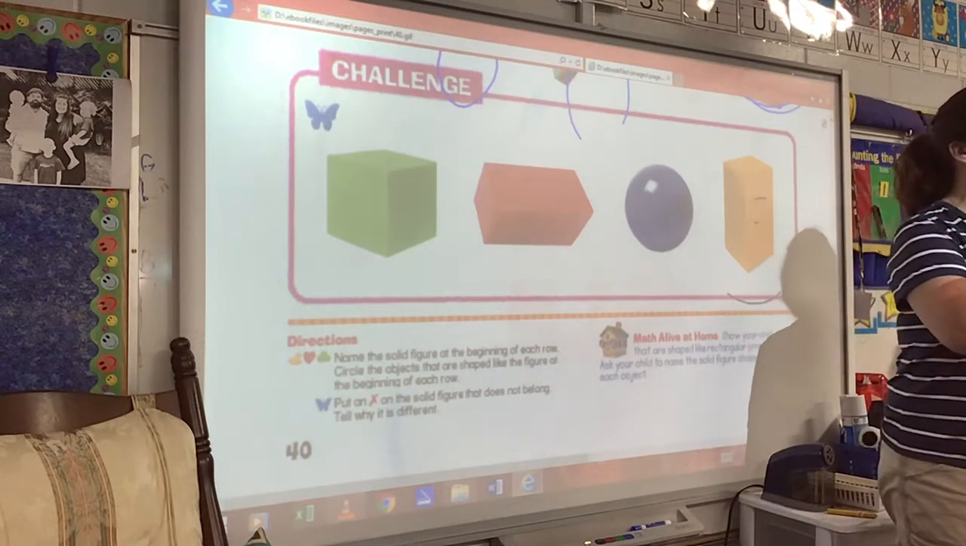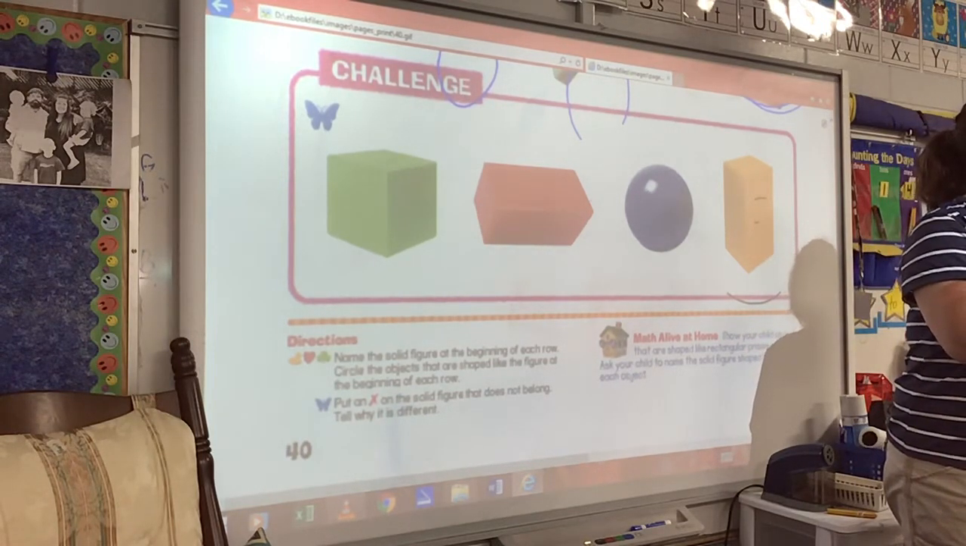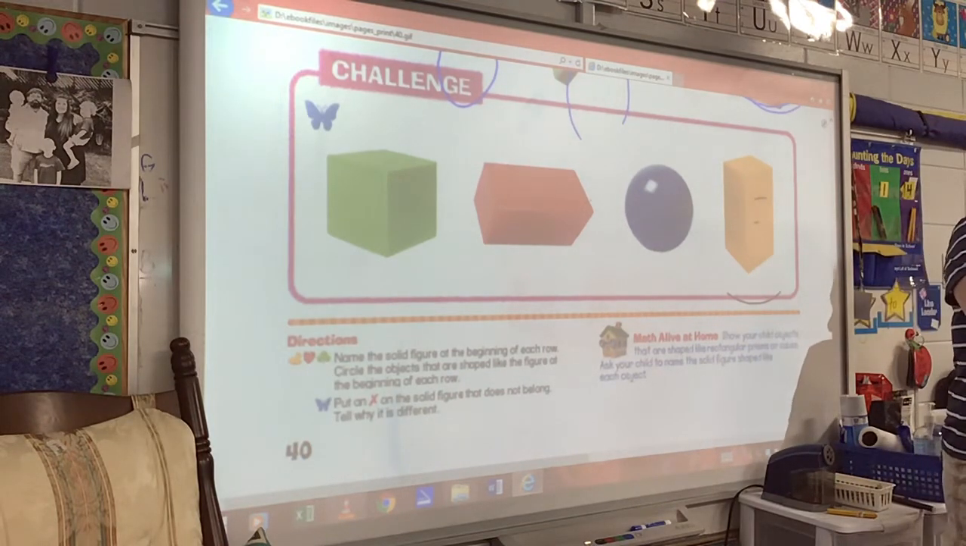Let's see here. Isabella, which one did you pick? The orange rectangle. Okay, well, let's think about that. Why would that one not belong? Uh-oh. Why would that one not belong? Because... Well, oh, maybe not. Did you pick a different one? Who picked a different one? What did you pick, Richard?